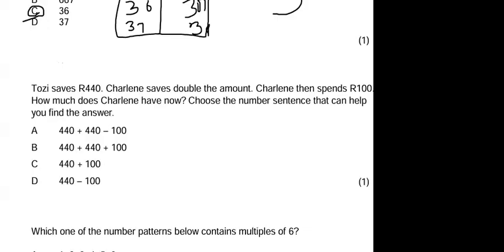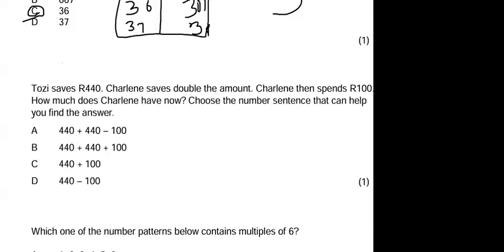Guys, as I say, it's a South African paper. So, look at us, R440. I don't know what the R represents. Tozy saved 440. Charlene saved double that amount. Charlene then spent 100. How much does Charlene have now? Choose the number sentence that can help you find the answer.